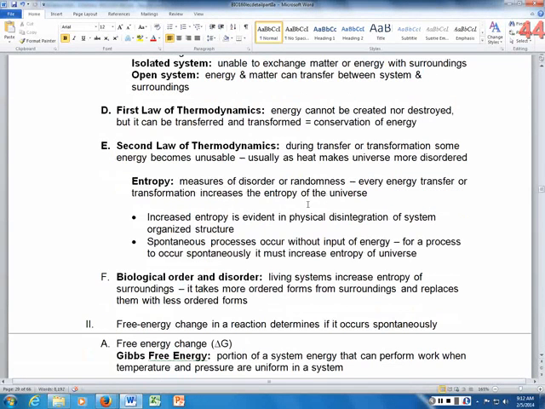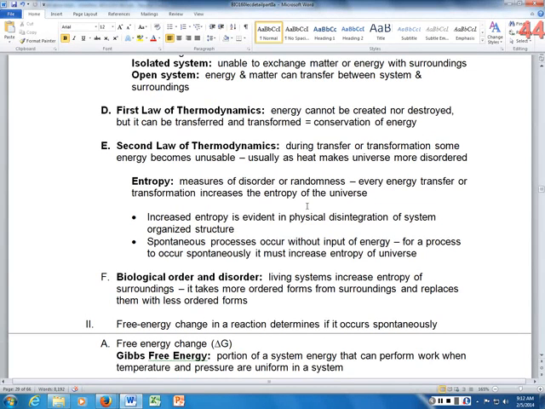So entropy is the measure of disorder or randomness. It's the energy that gets transferred into the entropy of the universe. So how much energy gets lost to the universe as random energy. Increased entropy is evident in the physical disintegration of a system's organized structures. You can see that things will disintegrate over time.